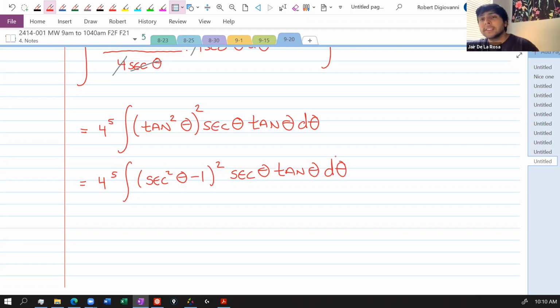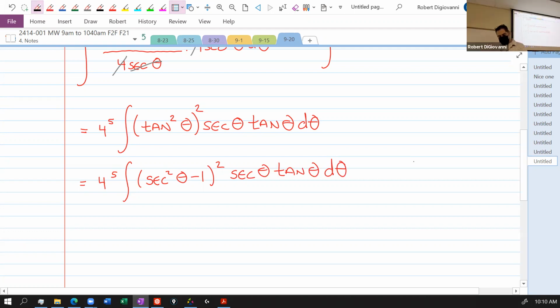Yes. Okay, good. So by doing it this way, you can make a u substitution of u is secant theta. And then du is secant theta, tangent theta, d theta. So now we're just at a basic u sub.